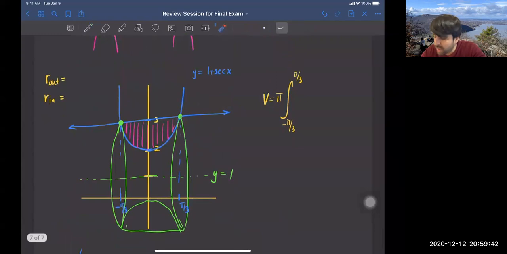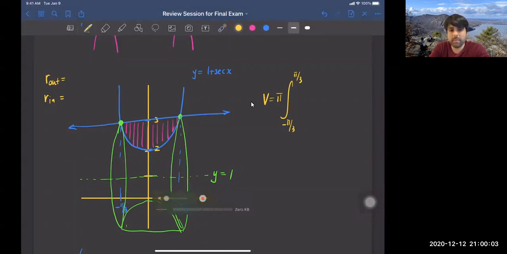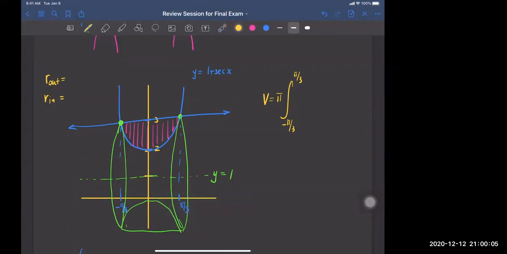Well, the outer radius, remember, depends upon the axis of revolution and the farthest function away. But then it's a constant function, isn't it? It's 3. It's always 3. And the distance between y equals 3 and y equals 1 is always going to be what? The outer radius will always be 2. Yeah, 2, obviously.